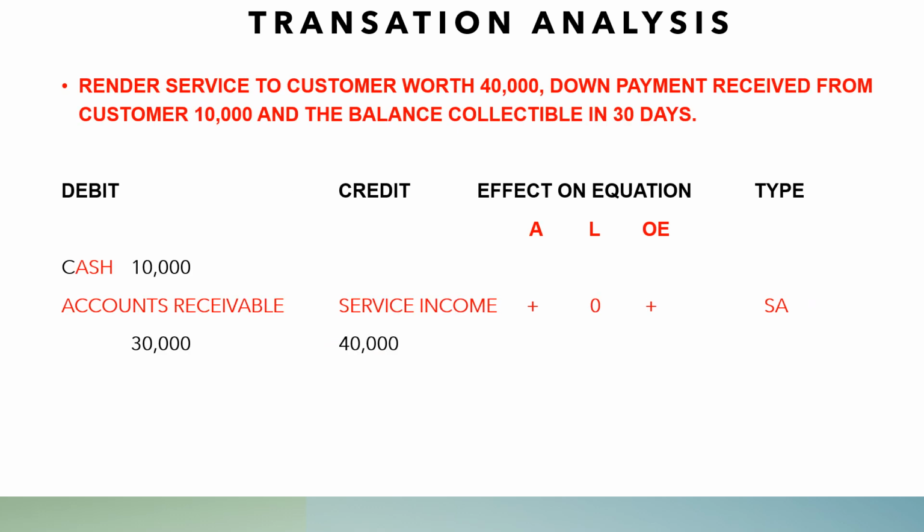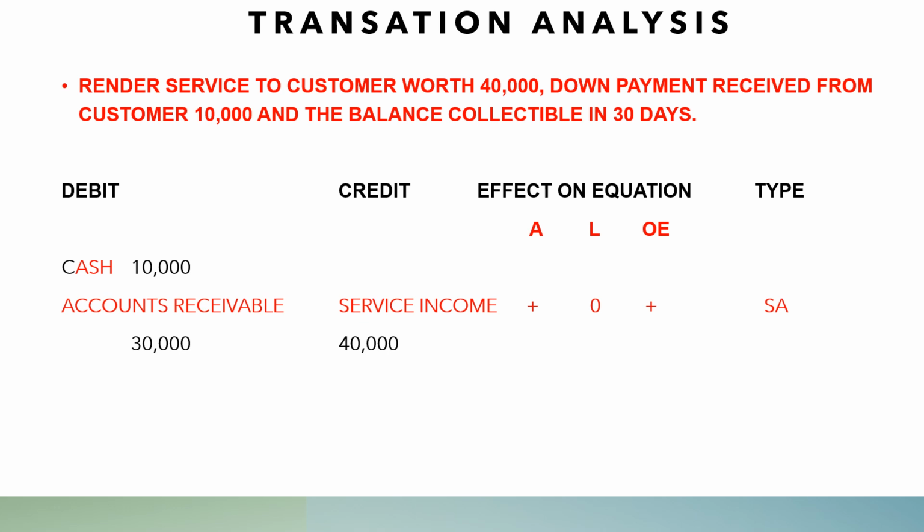Render service to customer worth 40,000. Down payment received from customer 10,000 and the balance collectible in 30 days. So the business received cash from the customer. So cash is 10,000. And the balance is to be collected in 30 days. So that is accounts receivable, the account title. So debit because the collectible from customers increased. So we place the accounts receivable on the debit side to increase it since that is an asset.